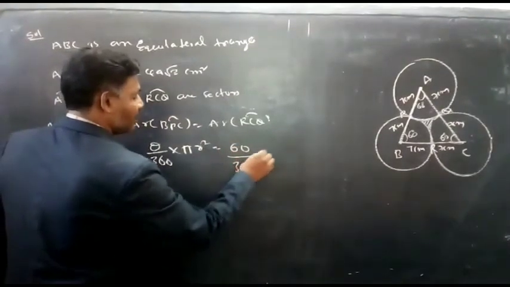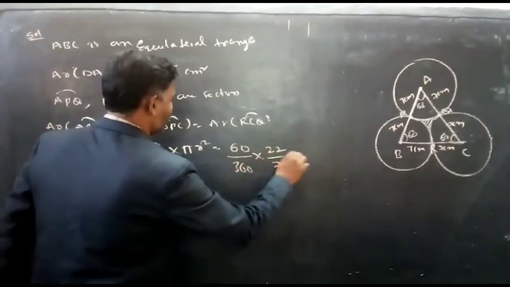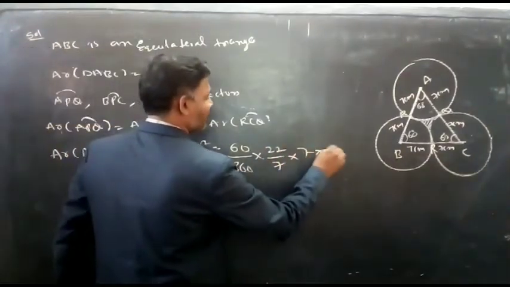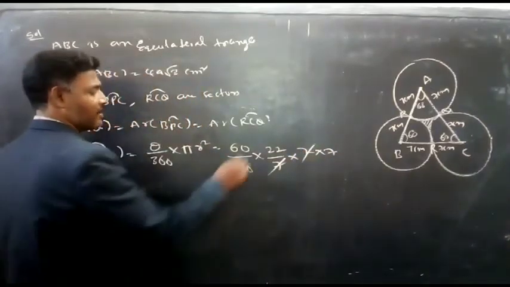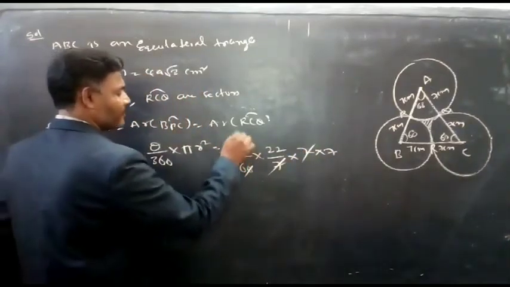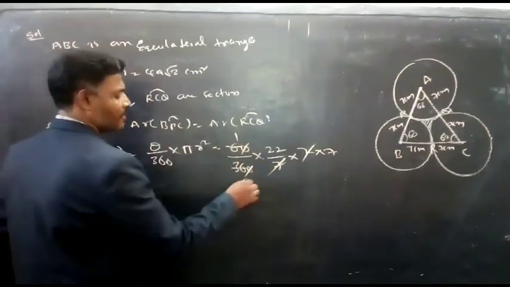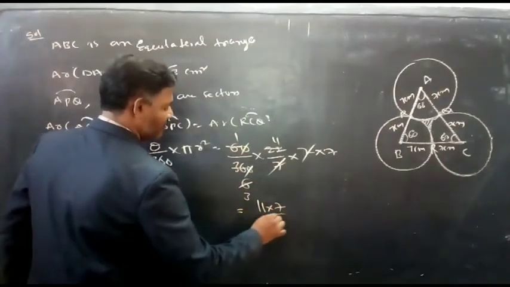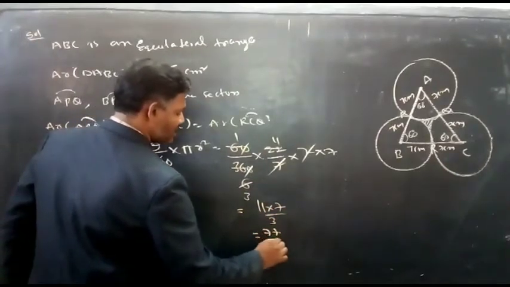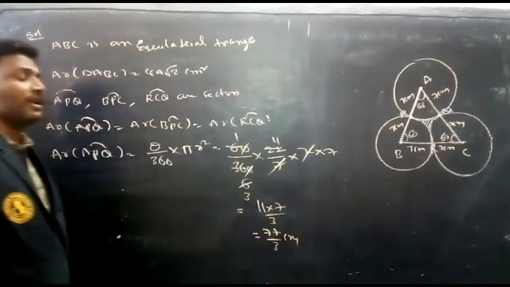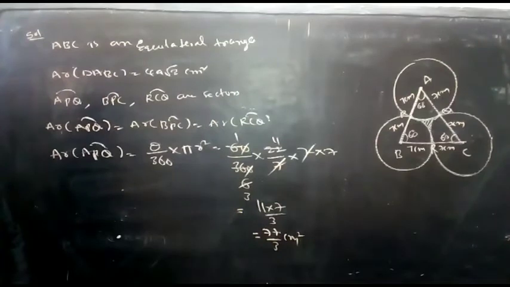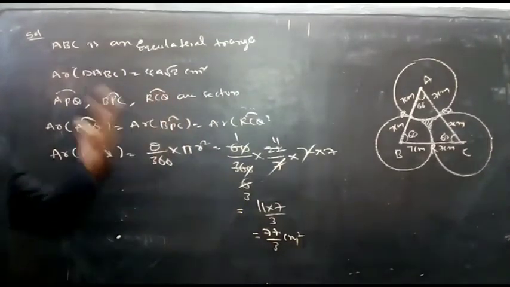60 by 360 into pi, which is 22 by 7, into r square, where r means radius. What is the radius of the sector here? 7. So it is 7 into 7. 7 gets cancelled, 0 cancels. 6 1s are 6, 6 2s are 3, 2 11s are 22. How much remains here? 11 into 7 by 3 is equal to 77 by 3 centimeter square. Area of one sector is equal to 77 by 3 centimeter square. Here there are a total of 3 sectors.